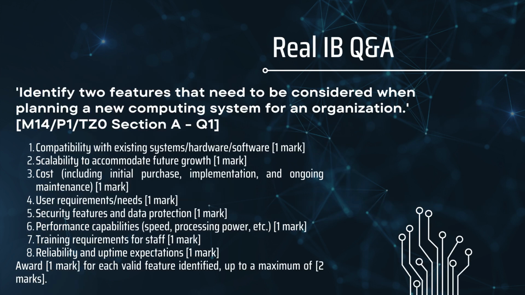Now let's consider this exam question from May of 2014. It asks, identify two features that need to be considered when planning a new computing system for an organization. Now we have compatibility with existing systems, scalability to accommodate future growth, cost, user requirements or needs, security features, performance, and other ones, such as training and requirements for staff, and reliability and uptime expectations. And these are also quick response questions, which lead up to a maximum of 2 marks in this same question. And these are just things that you should know, and you should know how to write quickly.